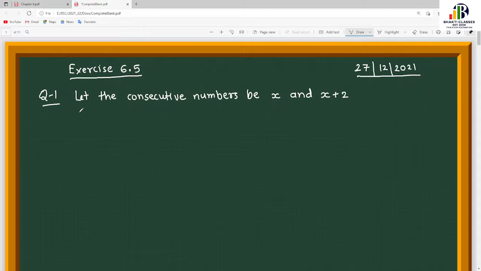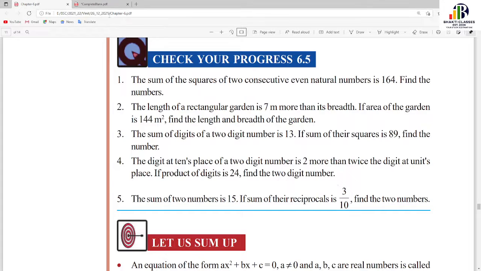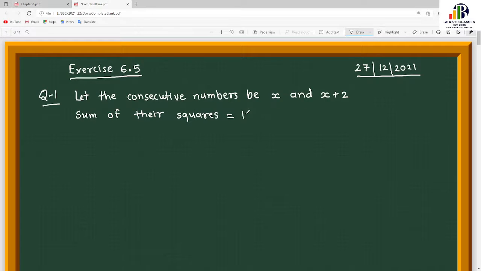And the sum of their squares is equal to, it is given, 164. Therefore x square plus x plus 2 the whole square is equal to 164.